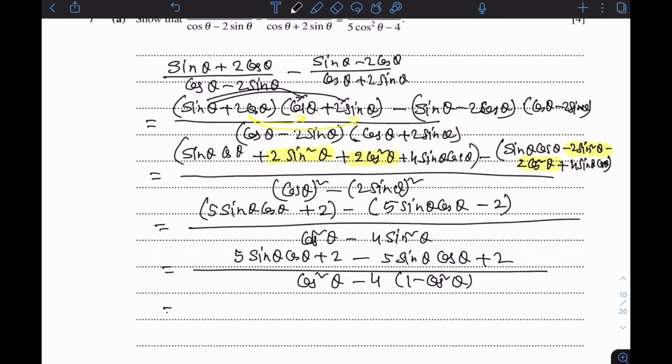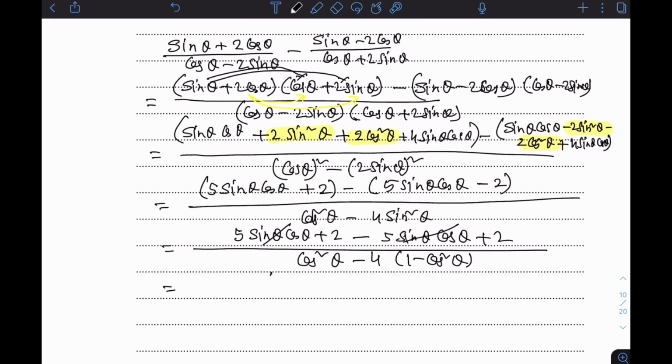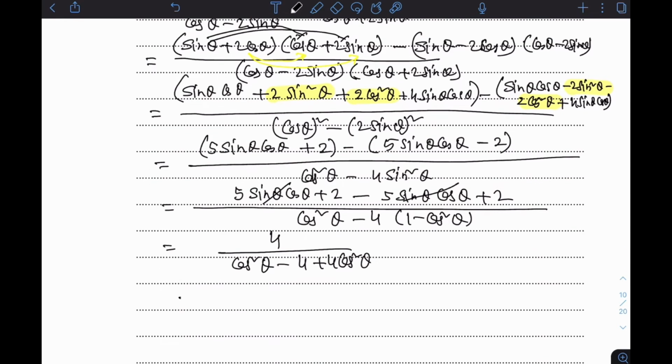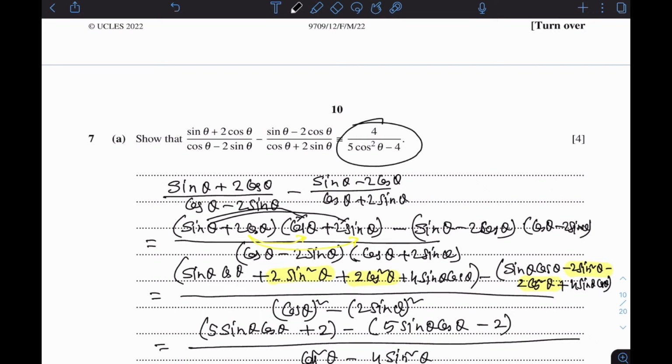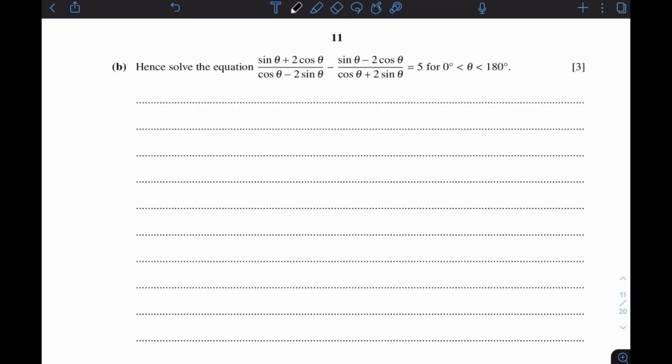If we simplify, it will be cancelled, and the numerator will be 4 and the denominator will be cos square theta minus 4 plus 4 cos square theta. If we simplify more, it will be 4 by 5 cos square theta minus 1. Let me check, minus 4. So this is what you need to prove. So it is proved here. Here it is given 'hence', so that means it is dependent on the previous part.